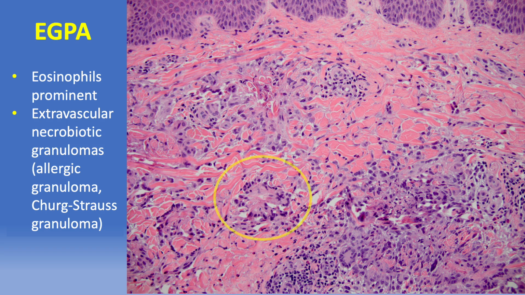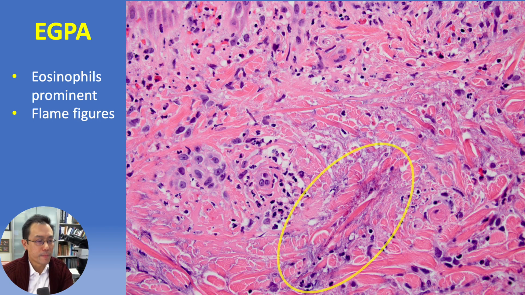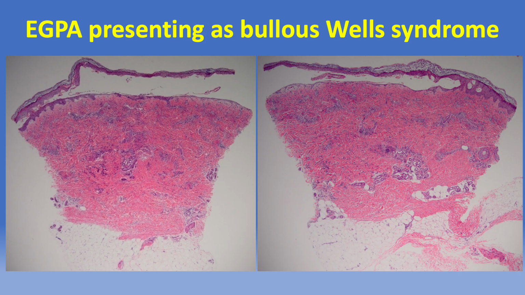So long, in fact, that we'll finish by going full circle back to vasculitis in this case of EGPA that presented as bullous eosinophilic cellulitis with prominent eosinophils, but also extravascular necrobiotic granulomas, accompanied by flame figures which represent eosinophil granules deposited upon collagen fibers, and typically found in the context of a at least moderately dense dermal inflammatory infiltrate rich in eosinophils.